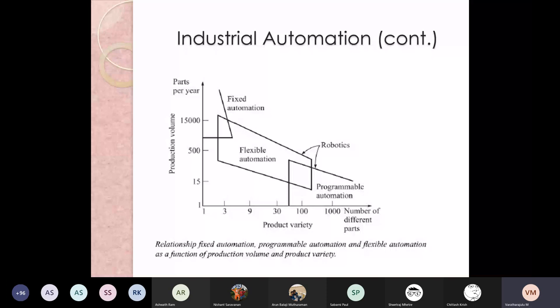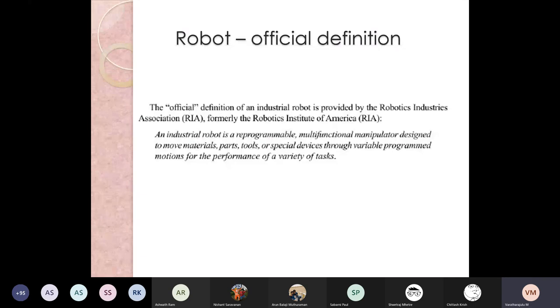This means that the products can be produced on the flexible system in batches, if that is desirable, or several different product styles can be mixed on the system. The computational power of the control computer is what makes this versatility possible. Of the three types of automation, robotics coincides most closely with programmable automation. And with that, we can define the robot. The Robotics Institute of America defines an industrial robot as a reprogrammable, multifunctional manipulator designed to move material, parts, tools, or special devices through variable programmed motions for the performance of a variety of tasks.